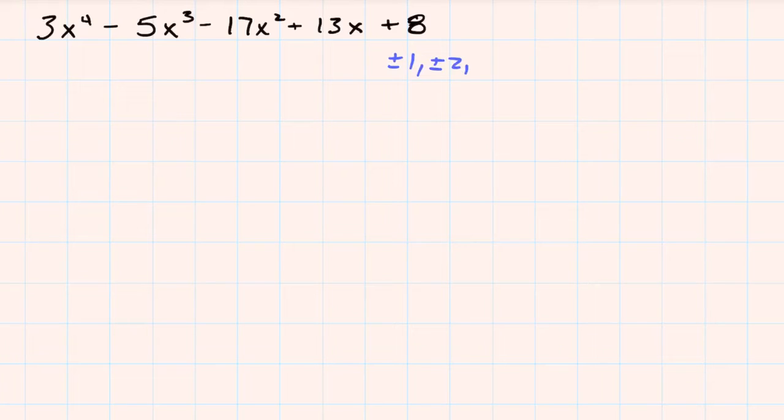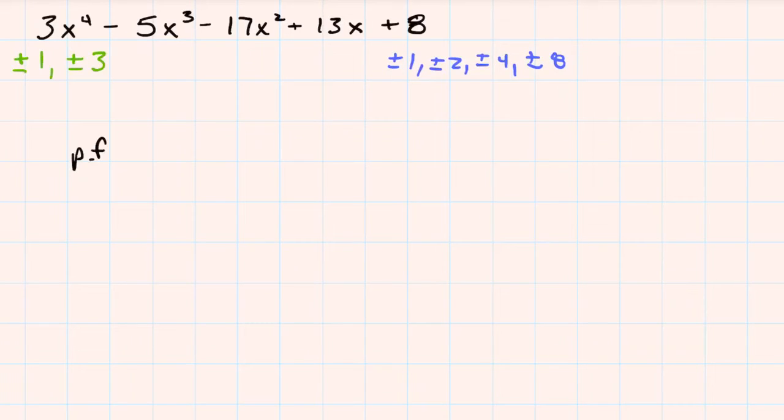How I always start is I list the factors of the constant, which in this case, the constant's 8. So the factors are plus or minus 1, plus or minus 2, plus or minus 4, and plus or minus 8. Then we list the factors of the leading coefficient, which in this case is 3. So the factors are 1 and 3. I'm going to go plus or minus, but it doesn't really matter, the positive or negative, on the leading coefficient.